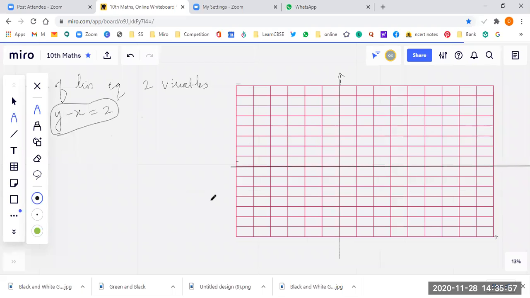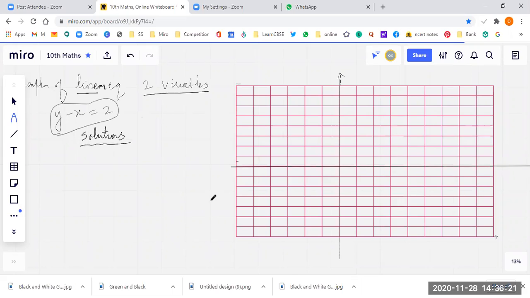So students, let's learn how to draw the graph of a linear equation in two variables. Let's try to answer a few questions. Number one, why is a linear equation called so? It will be very clear from the graph. Number two, what are the solutions of a linear equation? Number three, what are the solutions of a linear equation in one variable? And how many solutions of a linear equation are there in two variables?